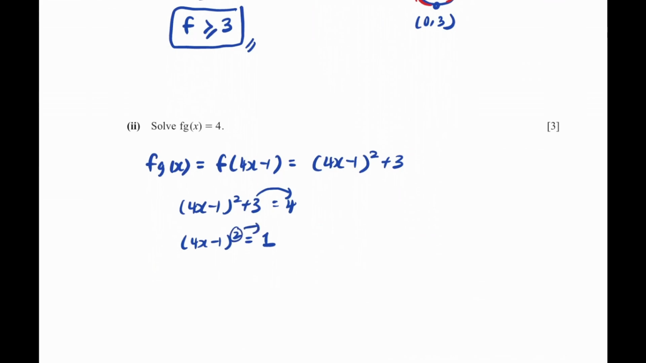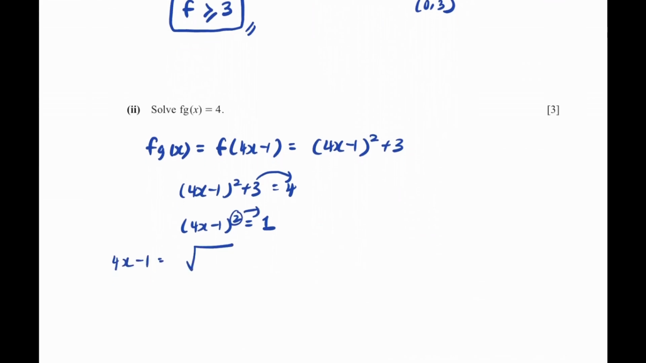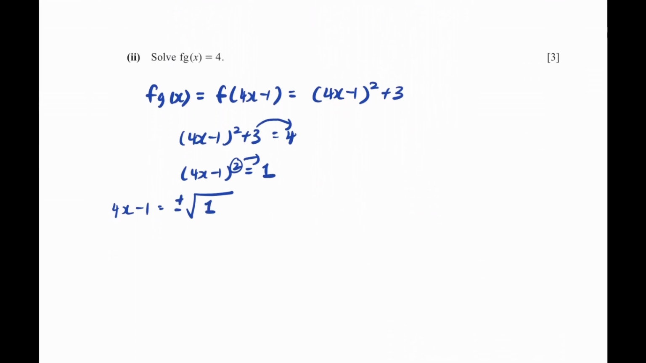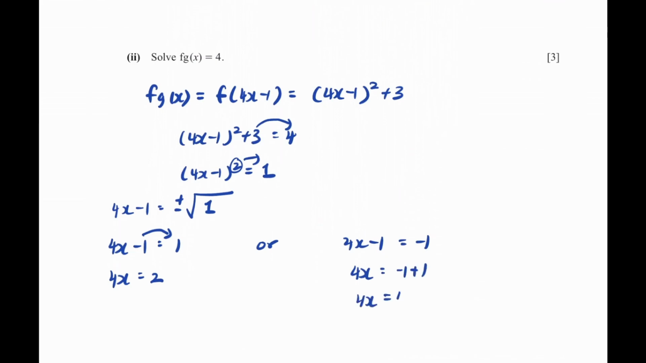Move the square over and you will get a square root. Class, remember, when you take the square root, you should always put plus and minus in front. So 4x minus 1 will be 1, or 4x minus 1 is negative 1. Move this over to the other side: 1 plus 1 will be 2. For the other, 4x, negative 1 plus 1, so 4x is equal to 0.